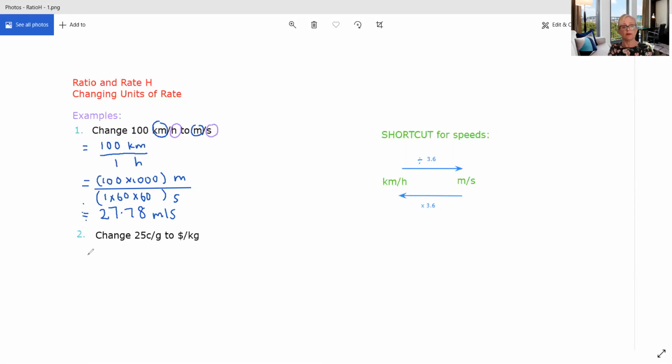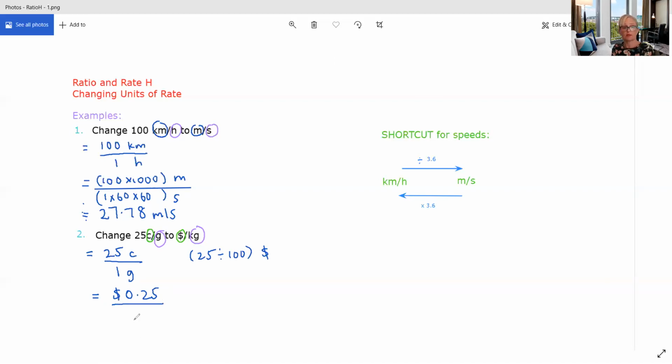Let's do another example. Say I wanted 25 cents per gram into dollars per kilogram. So 25 cents per gram is 25 cents for 1 gram. Now I want to change my cents into dollars and I want to change my grams into kilograms. So let's do that. How do we change cents into dollars? Well, that's fairly easy. We should be able to go straight to that. If you like, you could show 25 divided by 100. Like that if you want to.